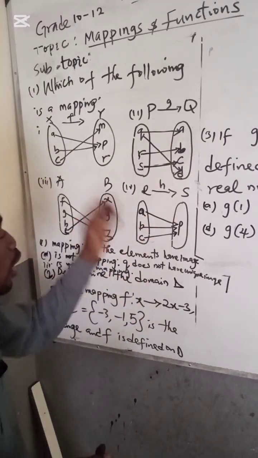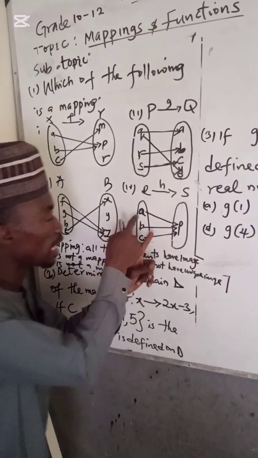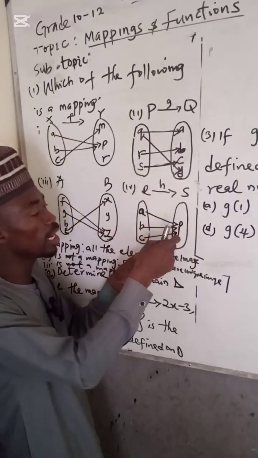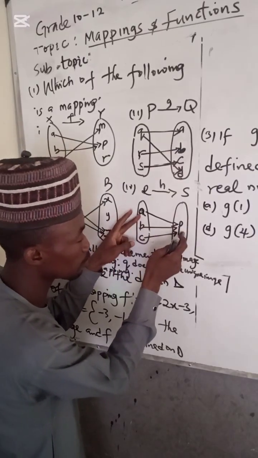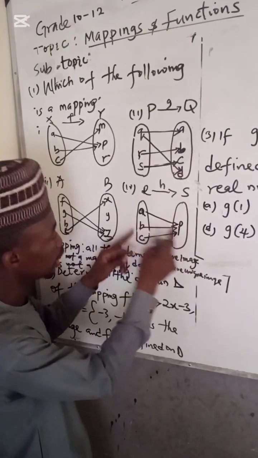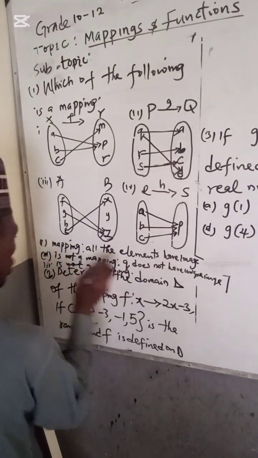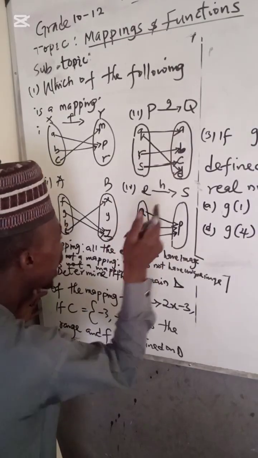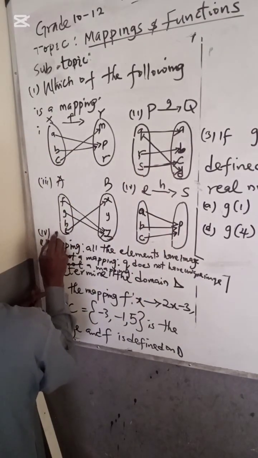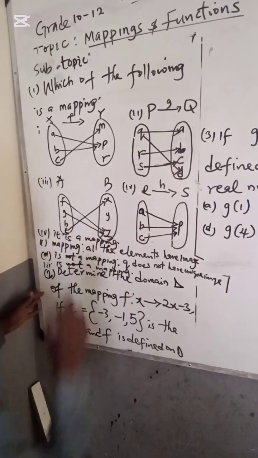Now, the law says that for a relation R, to be a mapping, each element in the domain must have an image in the codomain. A is an element in the domain, and it has an image in the codomain, which is P. B is an element, it has an image. C is an element, it also has an image. Therefore, the fourth one is a mapping, because all the elements in the domain have images. It is a mapping.